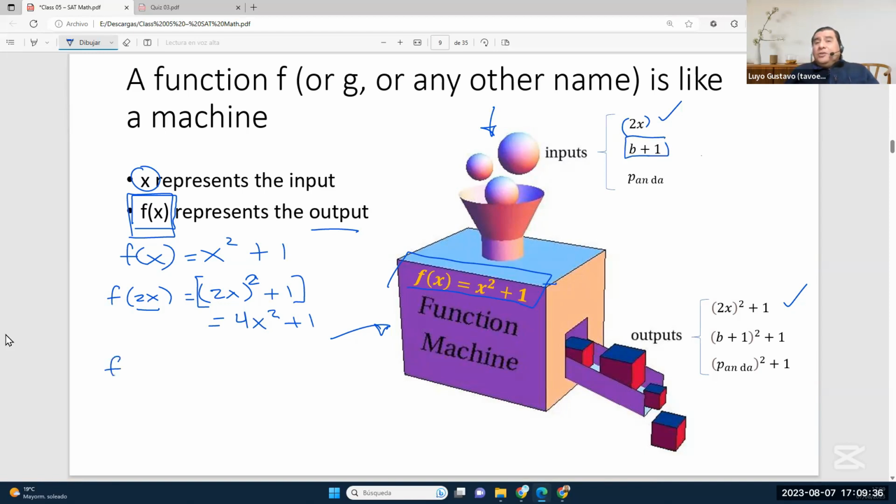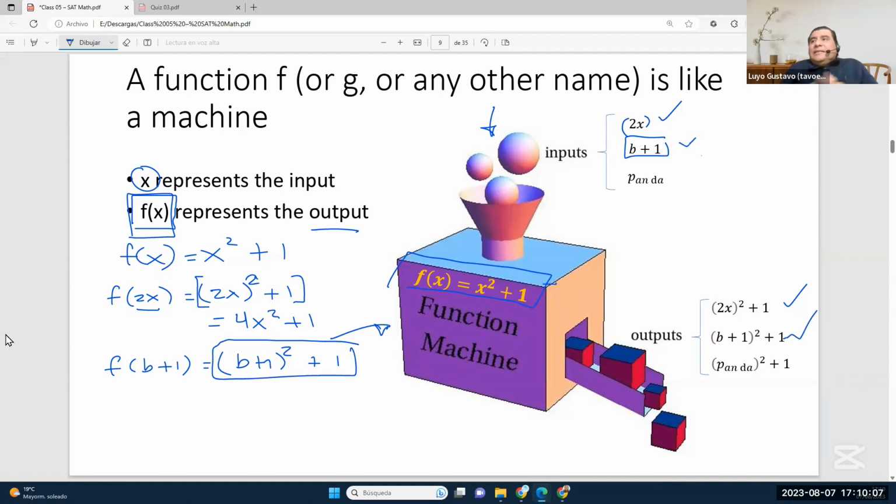Now, what if the input were b plus 1? If you place b plus 1 where the input goes, then you replace b plus 1 wherever the placeholder variable X appeared originally. So you would have (b plus 1) squared plus 1. Of course, if you develop that, you obtain another expression. You can break the parentheses or just leave it like that. But this expression represents the output when the input is b plus 1. This is the second output.